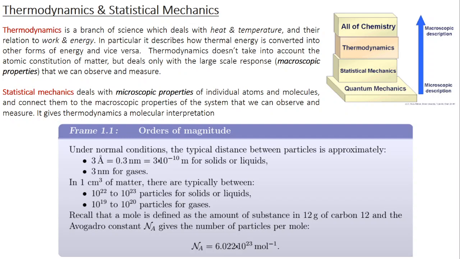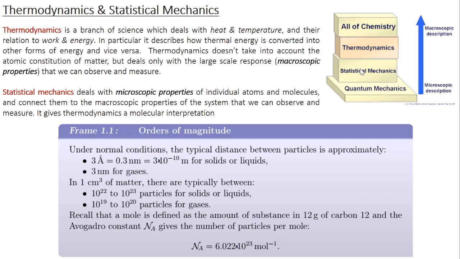If you look at the hierarchy here, matter usually consists of molecules. Molecules are made of atoms. Inside atoms you have electrons, protons, neutrons, etc. These are extremely tiny particles, so their behavior is governed by quantum mechanical principles. So you use quantum mechanical principles to understand their microscopic properties. This is statistical mechanics.